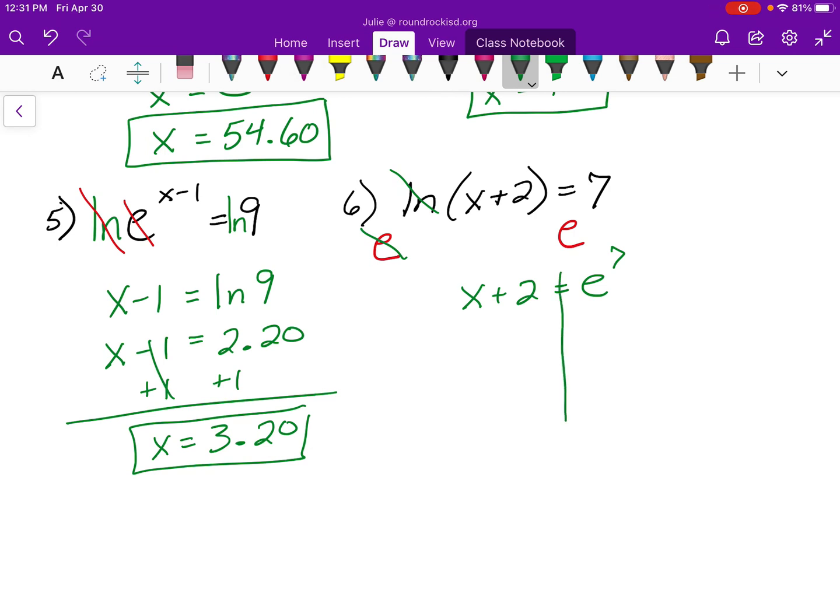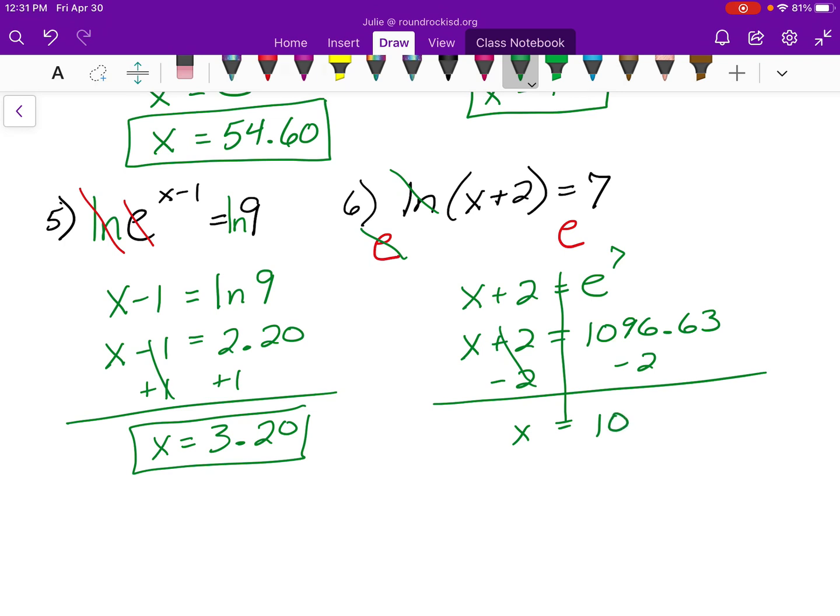e to the 7th is equal to 1096.63. And now I just have to subtract 2. And I get x equals 1094.63. So you can see we're just using our same inverse operations that we have been using to solve these problems.